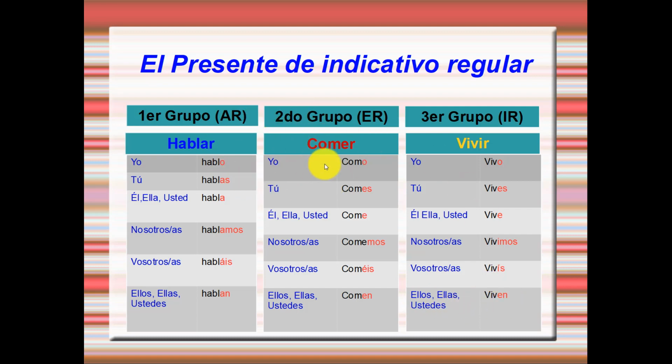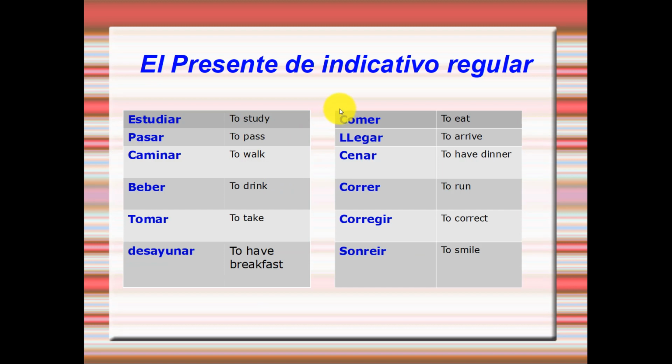So to catch up, guys, we have three groups of regular verbs in Spanish. Primer grupo, all the verbs ending in AR. Segundo grupo, all the verbs ending in ER. Tercer grupo, third group, all the verbs ending in IR. All right, is it clear for you? Can you conjugate verbs in Spanish now? Of course you can. I leave you here a list of regular verbs that you can conjugate. All these are regular, okay?